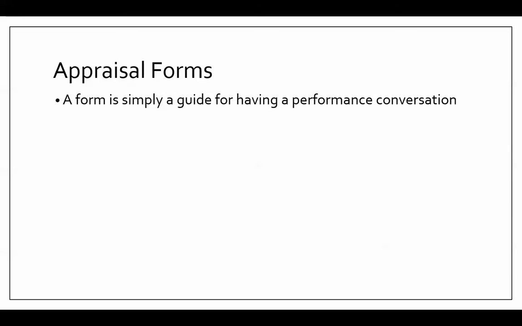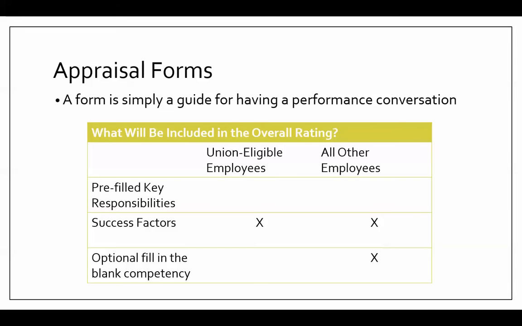An appraisal form is simply a guide for having a performance conversation. The evaluation criteria on the form varies slightly depending on the employee group you are in. All employees will be evaluated on 7 success factors, the university's competency model. Non-union eligible employees will also be evaluated on 1 additional fill-in-the-blank competency.